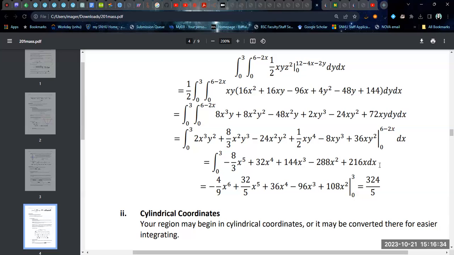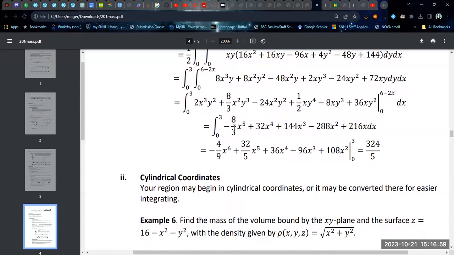And when you simplify everything, you should end up with a simplified expression, and again, I've omitted so many steps here. You're going to end up with a simplified expression that has only x's left in it. And finally, then you can integrate your x component, and what you end up with in the end, assuming I didn't make any algebra mistakes, which is possible, I am only human, I ended up with 324 over 5.